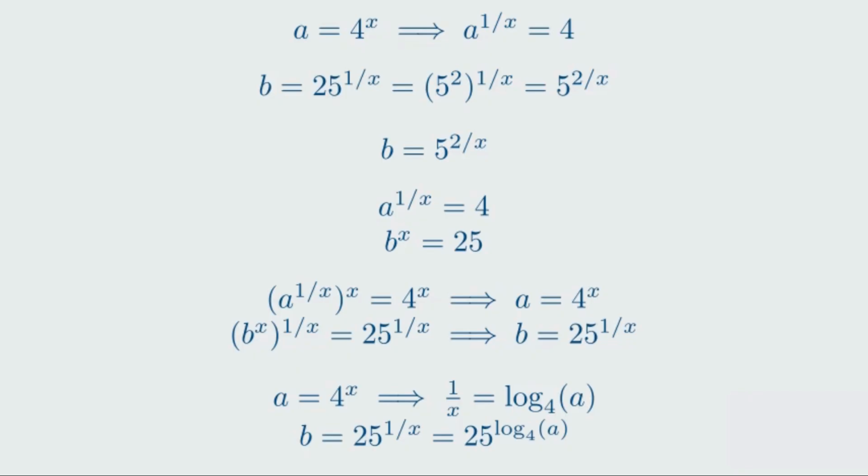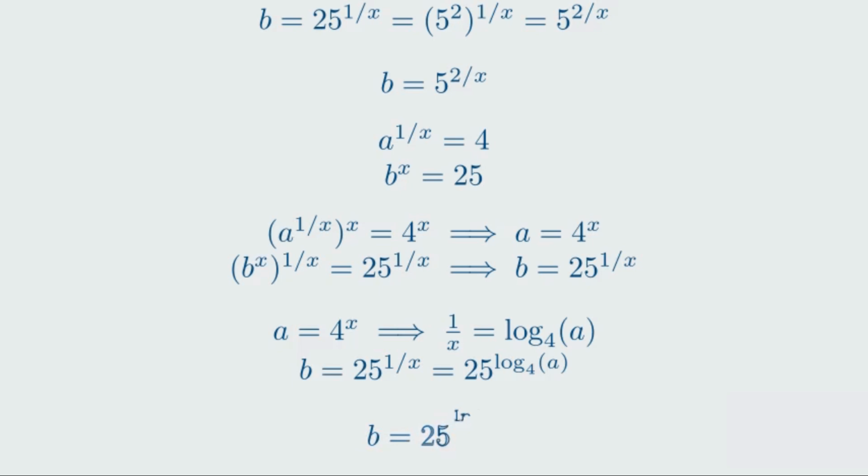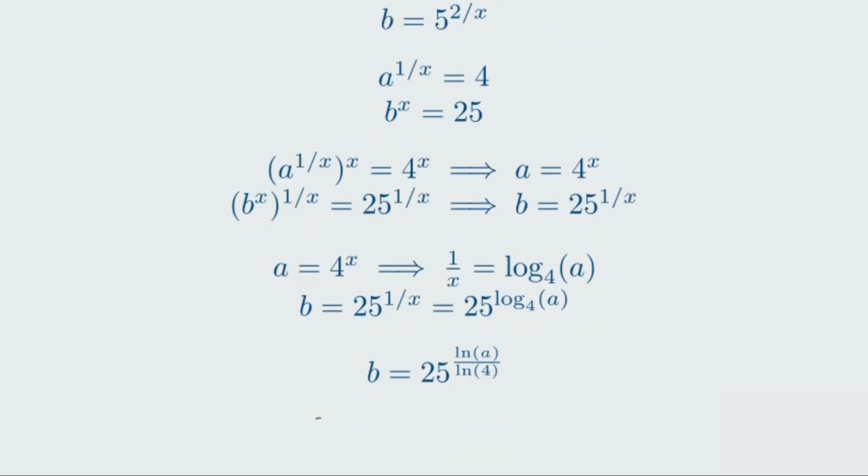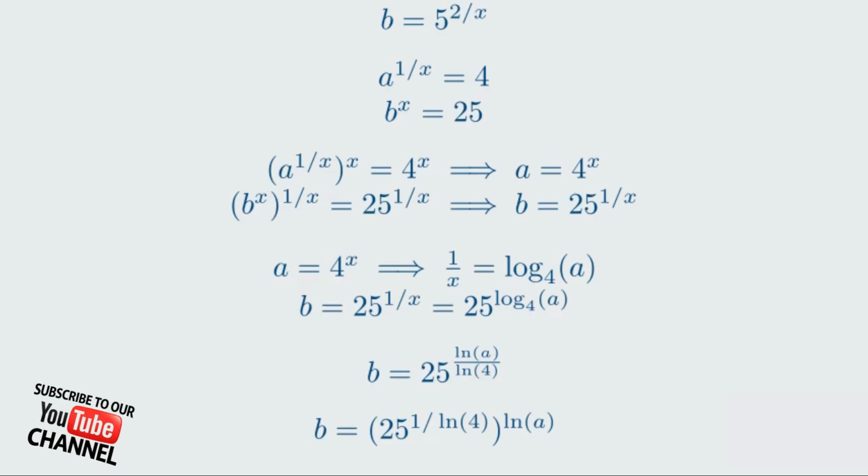Log base 4 of a is log of a divided by log of 4. So b is 25 to the power of the natural logarithm of a divided by the natural logarithm of 4. Using the exponent rule, x to the y to the z is x to the yz. We can write this as 25 to the 1 over log of 4 to the power of log of a. 25 to the 1 over log of 4 is just a constant. This equation must hold for our pair, a, b. This gives us a specific relationship between a and b. Our next objective is to find which of our cases satisfies this condition.